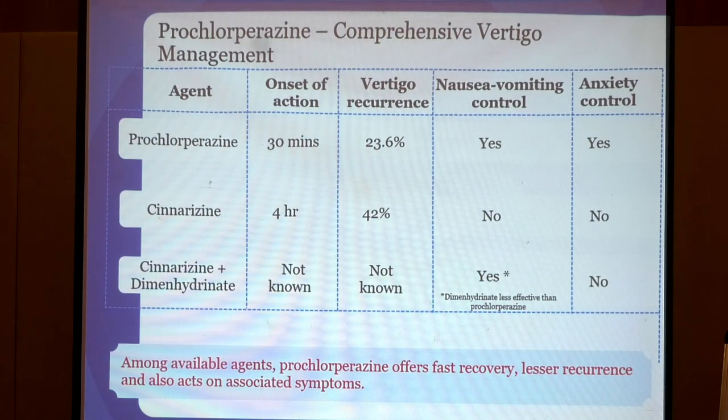Prochlorperazine in comprehensive vertigo management. Prochlorperazine's onset of action is 30 minutes. Vertigo recurrence is 23.6%. Nausea and vomiting control is there and there is anxiety control as well. Cinnarizine takes 4 hours. Vertigo recurrence is 42%. Nausea and vomiting control is not there and anxiety control is also not there. For cinnarizine plus dimenhydrinate, it's not known; yes, there is control of nausea and vomiting, but other things are not known. So, among the available agents, prochlorperazine offers fast recovery, lesser recurrence, and also acts on associated symptoms.